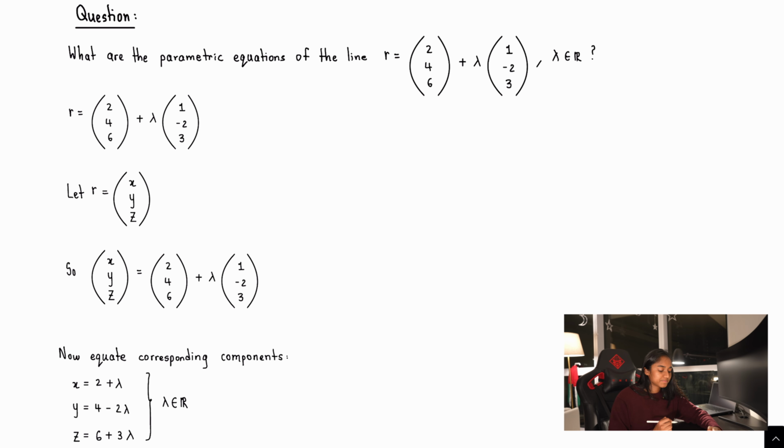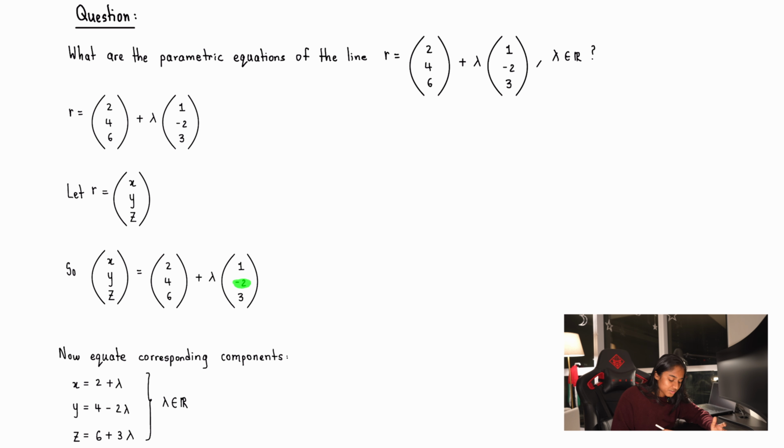All right. And now we look at a question. So what are the parametric equations of this line? The first thing that we'll do is, of course, write down the line. Then let r be equal to (x, y, z). And then we basically equate the corresponding components. So it's very, very simple. So here, what we're going to do is just say 2 plus λ multiplied by 1 is going to just be 2 + λ. 4 plus, oh, sorry, this would be minus now.